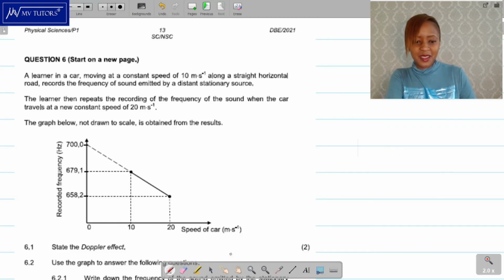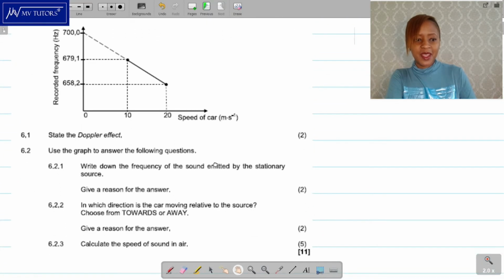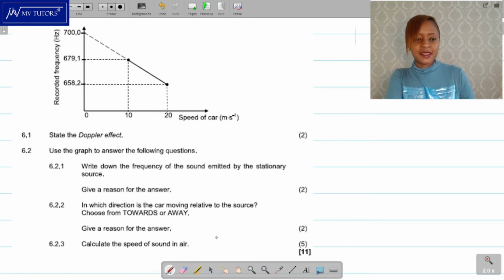Okay, let me just remove that and let us read the questions. All right, so the first question says, state the Doppler effect. Okay, guys, those of you who watch our videos, we've been doing Doppler effect. So you should know by now, but let me attempt to write it here on the screen.